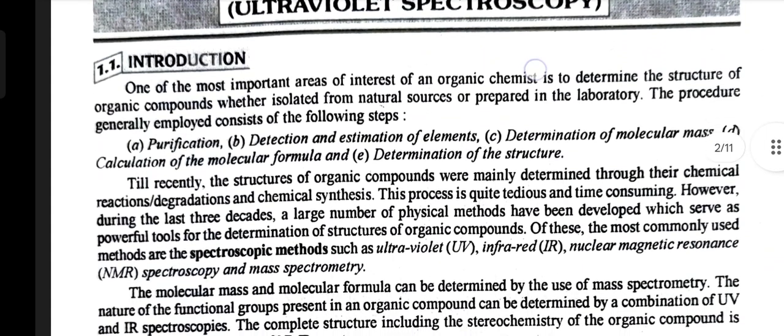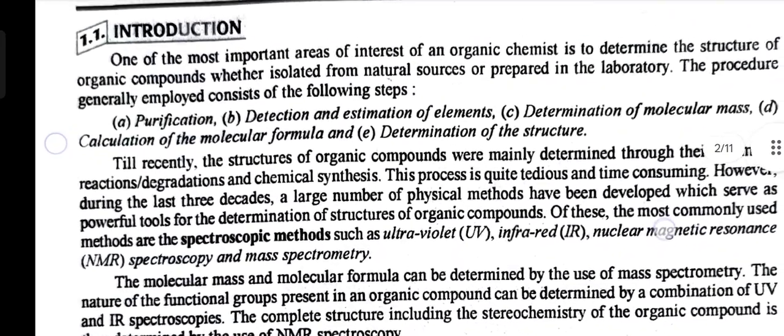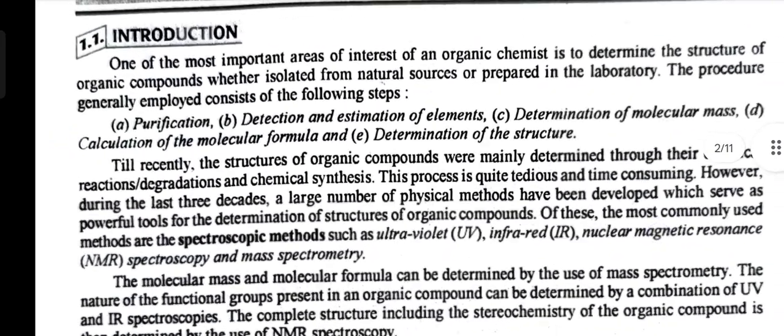First, 1.1 Introduction. One of the most important areas of interest of an organic chemist is to determine the structure of organic compounds, whether isolated from natural sources or prepared in the laboratory. The procedure generally employed consists of the following steps: purification, detection and estimation of elements, determination of molecular mass, calculation of the molecular formula, determination of the structure.